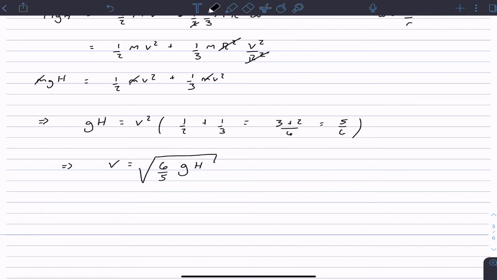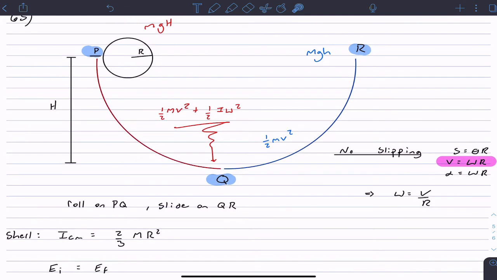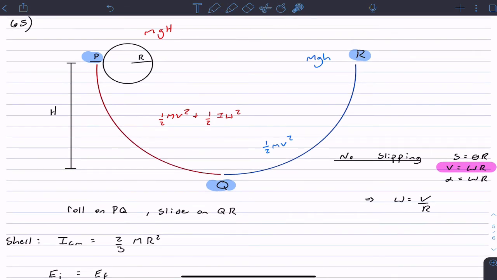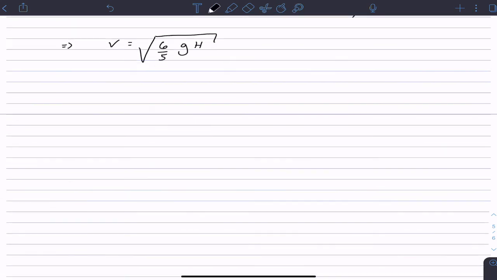That's what we have. That's the speed at which this thing is traveling as it goes down the ramp, and it's right here. Right before we hit the next part of the track, this thing is traveling at the square root of 6/5 gH. That's the value, right? The reason I'm pointing that out so explicitly is because we're going to plug it into here, and then we can solve for h using conservation of energy once again.